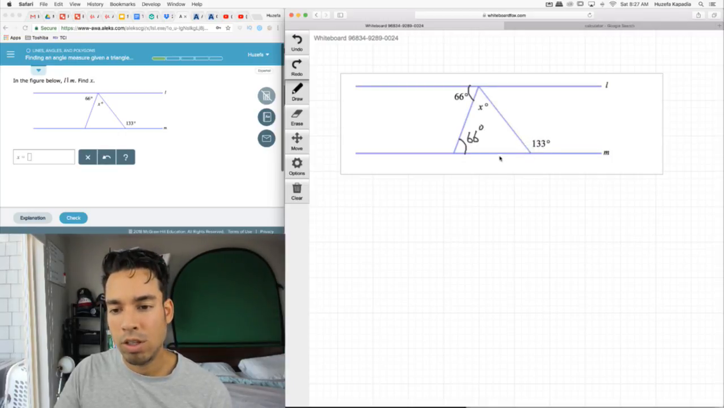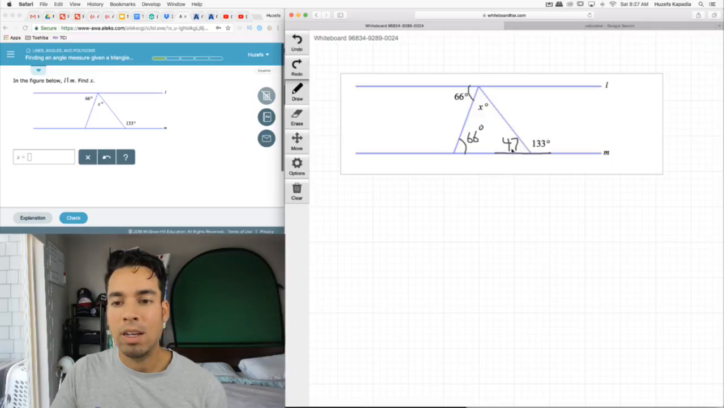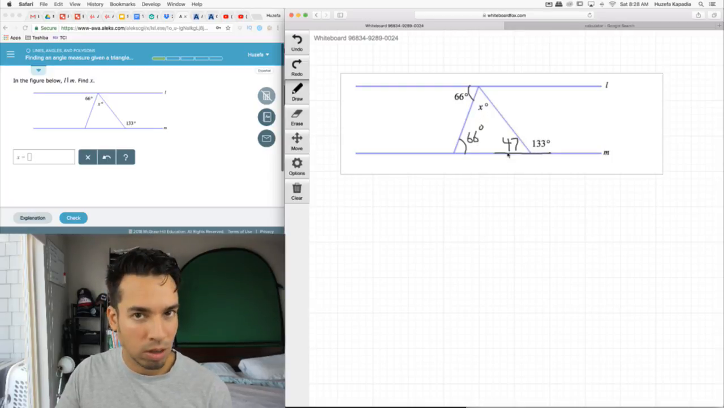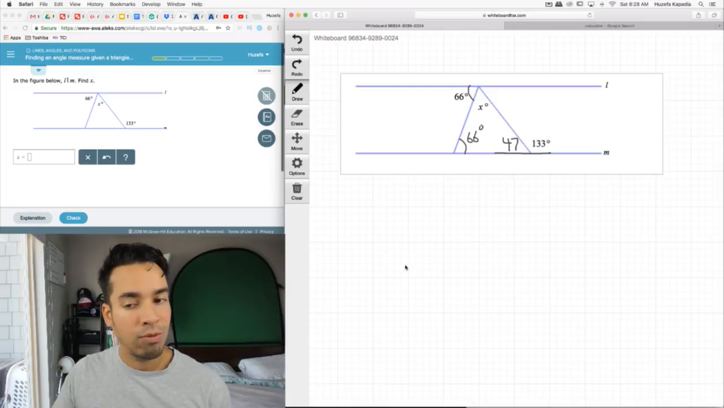Well, if this is 133 and this is all on a straight line, that means this entire angle is 180. Therefore, this is supplementary with 133. So it equals 47, because 47 plus 133 equals 180. Now we can use the same equation. And there's another shortcut, by the way. When you have an exterior angle, it always equals the sum of the two opposite angles, meaning x plus 66 equals 133. And that's a nice thing if you can remember it.